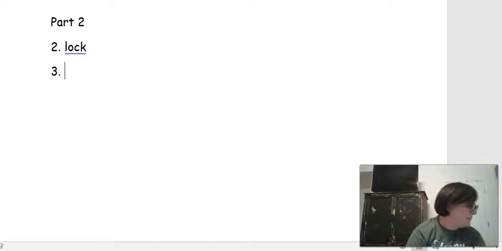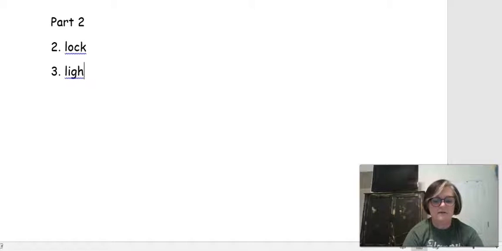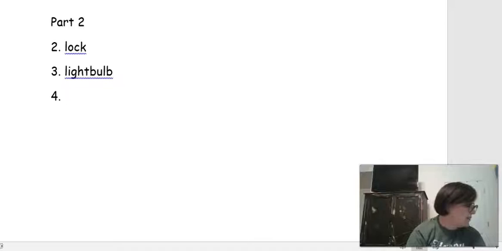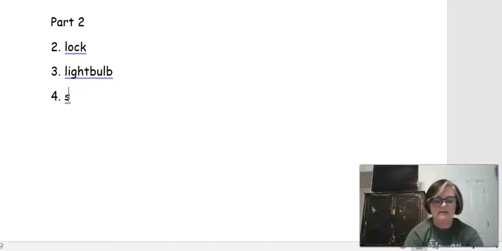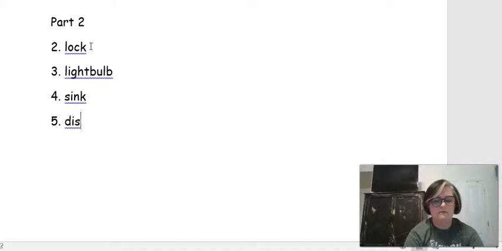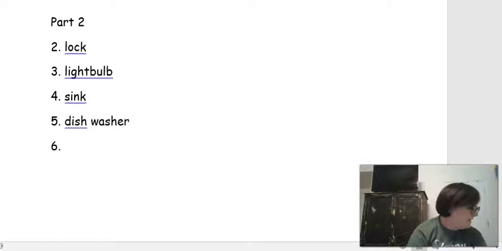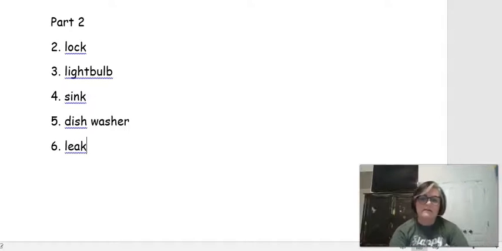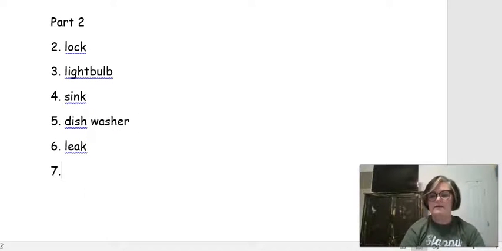Okay, number 3, Juliana is changing a light bulb. She's standing up on the chair. She's changing a light bulb. Number 4, we see Jack is washing dishes in the sink. Washing dishes in the sink. There is water on the floor in front of the dishwasher. Number 6, the dishwasher has a leak. When water is coming out of it, it's got a water leak.